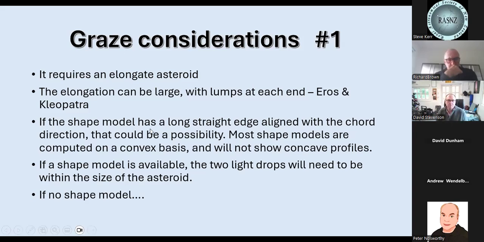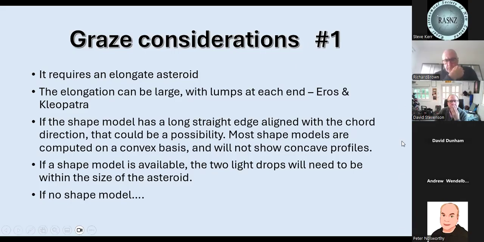Generally speaking, the two light drops have to be within the dimensions of the asteroid. The asteroid is this size and you drop here or drop over there, it's not a graze. If you've got an asteroid that size and drops there, chances are it's a graze.